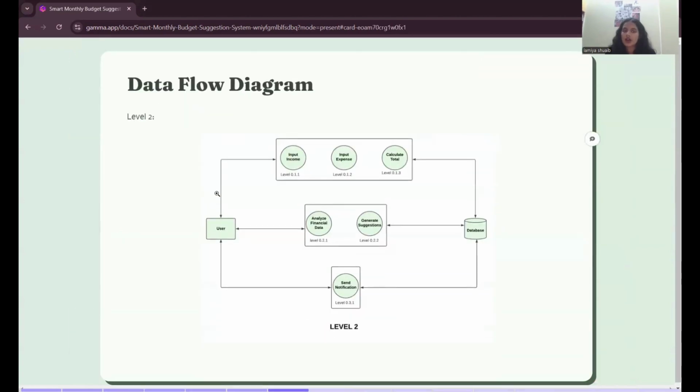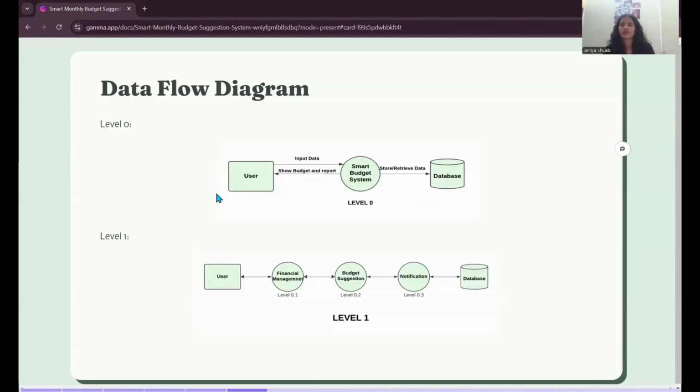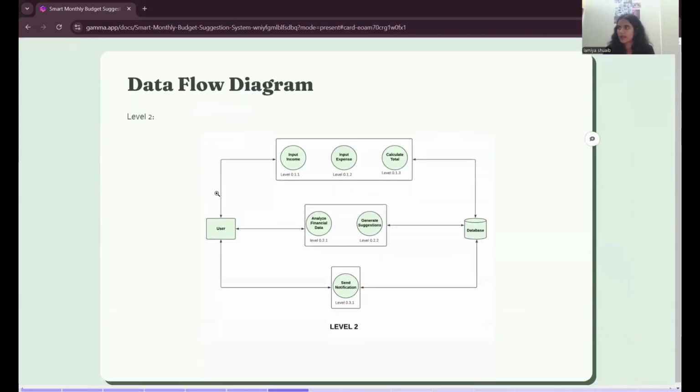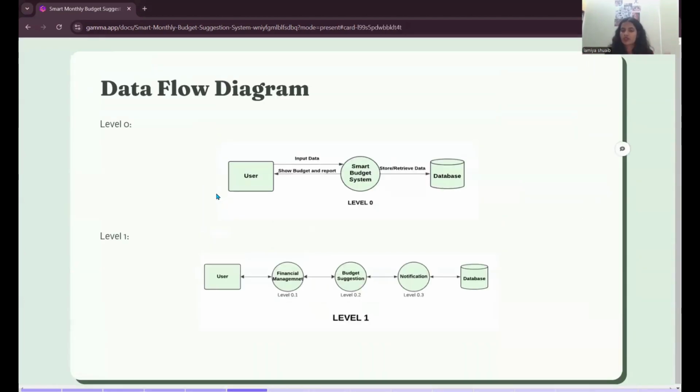Third one is the level 2 diagram. So here we have explained financial management. We have divided it into three parts: input income, input expenses, and calculate total. So initially, what does the user do? He or she has two options. He or she can either input income or input the expenses, or input both, and based on both they calculate the total, and then after that the budget is provided.